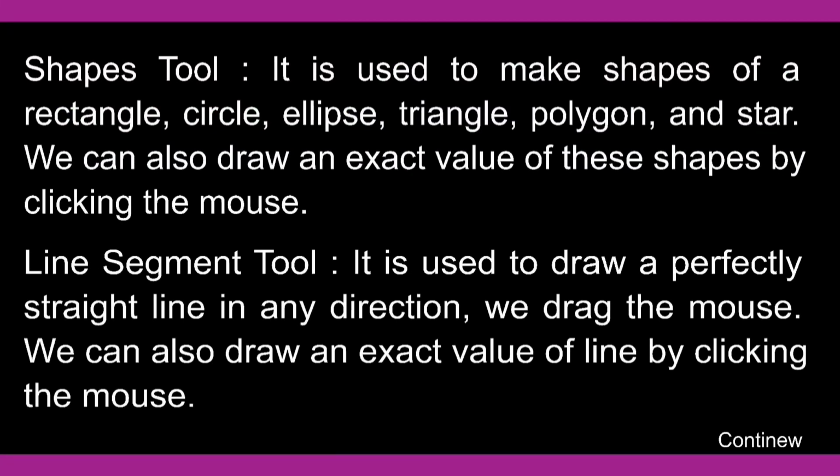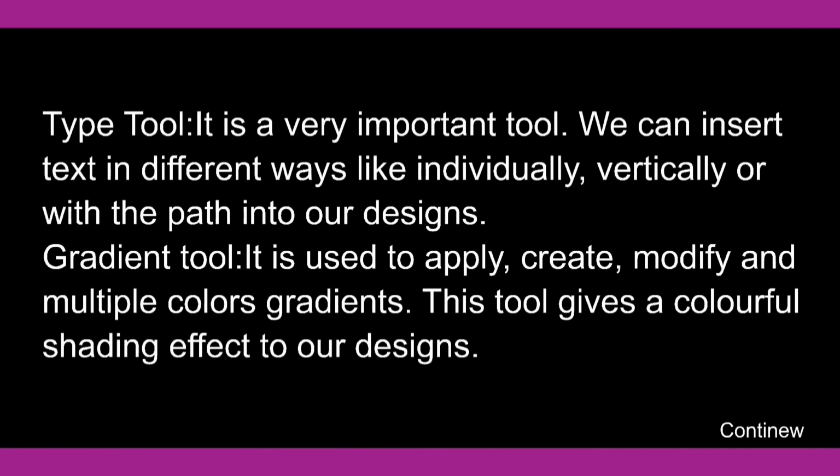Shapes tool. It is used to make shapes of a rectangle, circle, ellipse, triangle, polygon, and star. We can also draw an exact value of these shapes by clicking the mouse. Line segment tool. It is used to draw a perfectly straight line in any direction. We drag the mouse. We can also draw an exact value of line by clicking the mouse. Type tool. It is a very important tool. We can insert text in different ways like individually, vertically, or along a path into our designs.